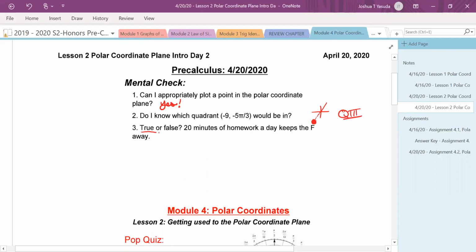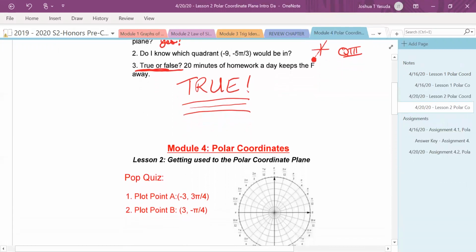And then once again, I'm going to ask this question, true or false? 20 minutes of homework a day keeps the F away. The answer is an emphatic true. This stuff is new, so as you work with new stuff and you've never seen polar before, it'll really help you cement in some good practices. If you practice for at least 20 minutes a day, I think that would really benefit you.